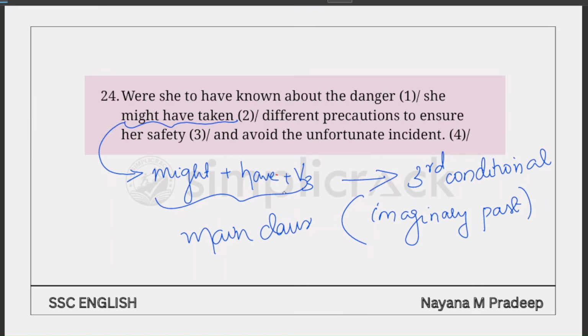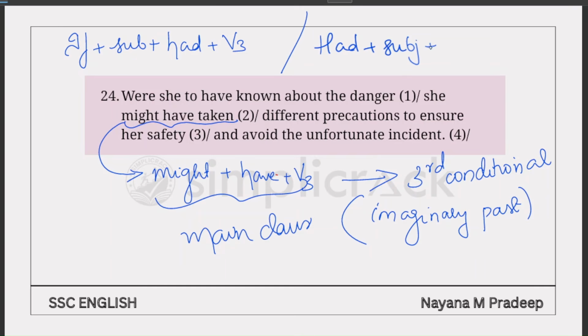Now, if this is the structure of the main clause, what is the structure of the if clause? It should be if plus subject plus had plus V3, or you can say had plus subject plus V3. There are two cases. This is the normal case and this is the inverted case. Inversion. The structure of inversion. This is the normal structure. So in third conditional if clause, here you have if plus subject plus had plus V3, or in the case of inversion, you can put it as had plus subject plus V3.